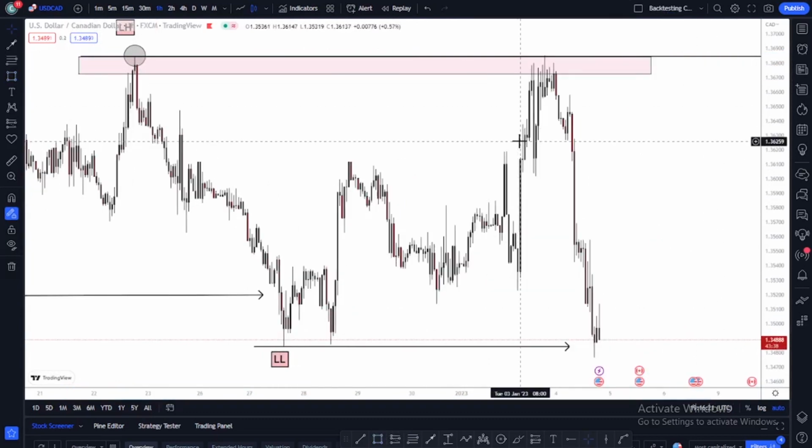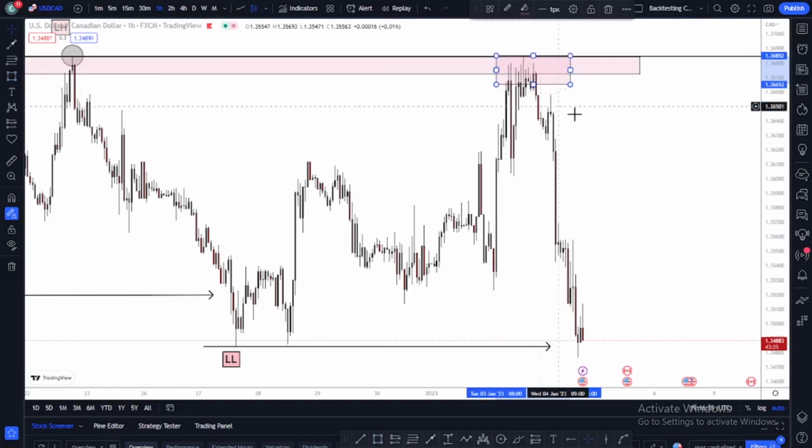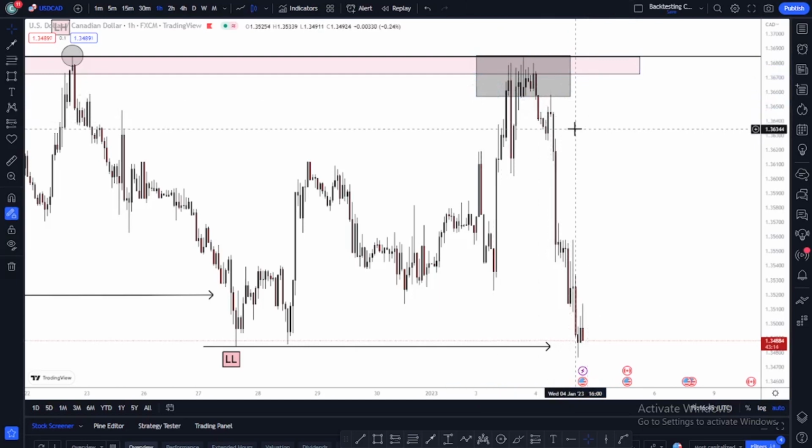what do we realize whilst price was approaching the zone? Look at what price did right here. When it was approaching our zone, let me make this black. What did price do? What can we realize from the candlesticks? We realized price was losing momentum. Price was losing bullish momentum. Whilst it was approaching our lower high zone, we realized price was losing momentum.